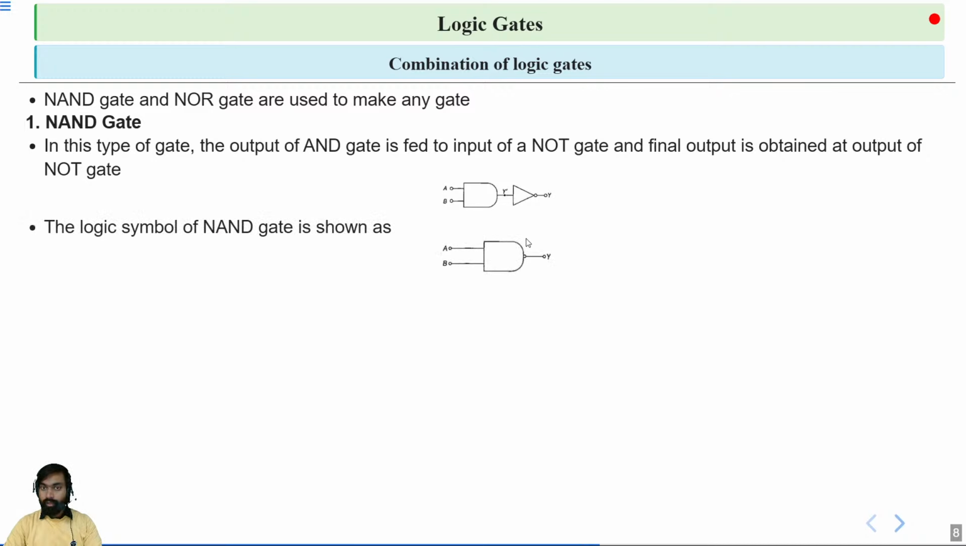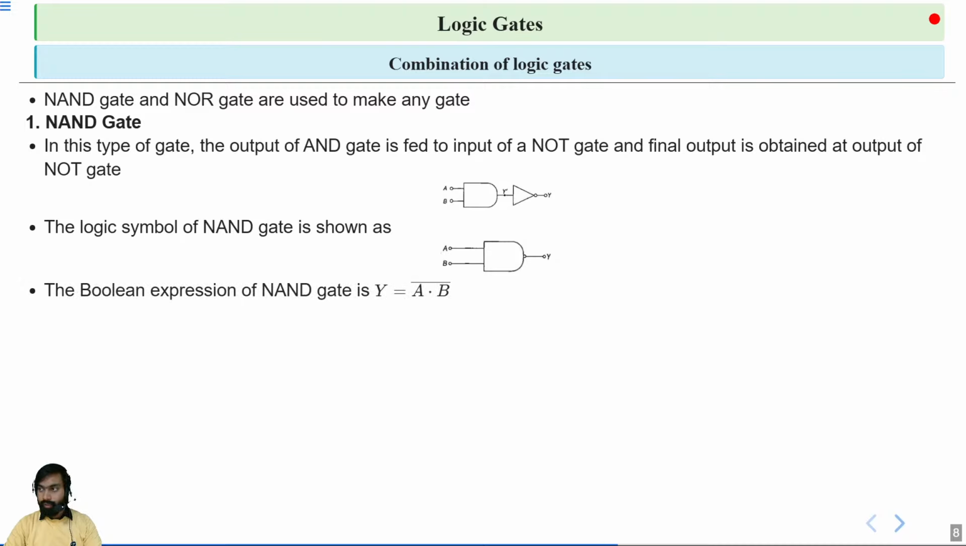So the NAND gate symbol looks like an AND gate symbol, a D-shaped figure, look here, with a small circle at the output. This small circle indicates the negation or NOT operation applied to the NAND gate output.